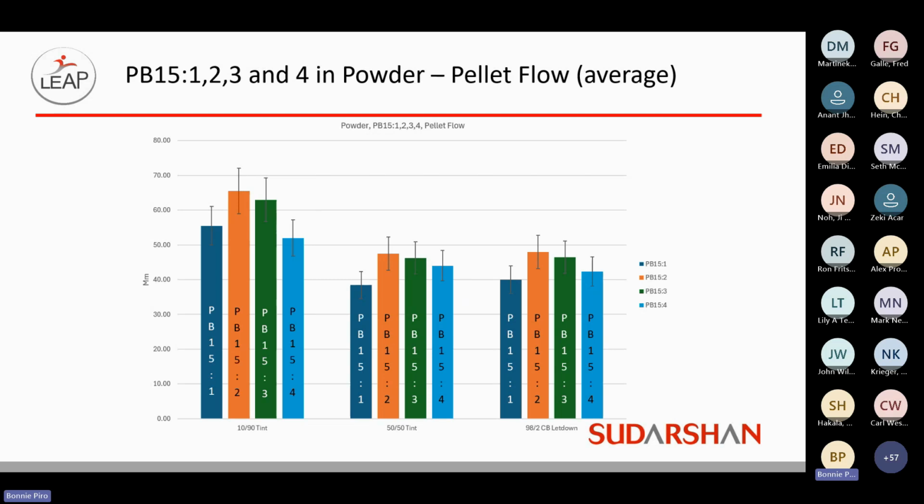From a performance perspective, I included a couple of performance aspects. The first being pellet flow. So on average, when I look at these three different types of letdowns, the 10/90 tint, the deep tint tone of 50/50 TiO2, and the carbon black letdown, so a 98 to carbon black, there's not a lot of difference between the pellet flow of these chemistries.